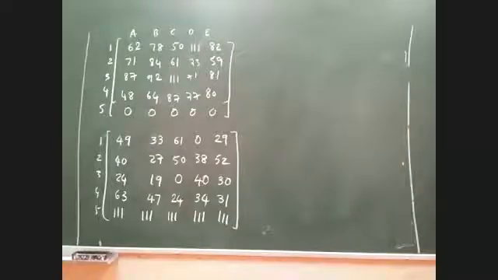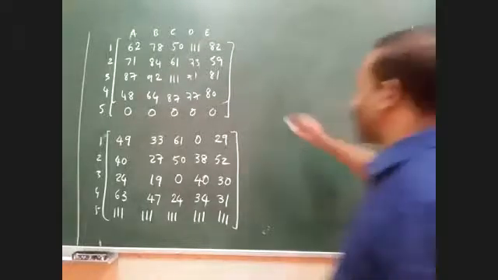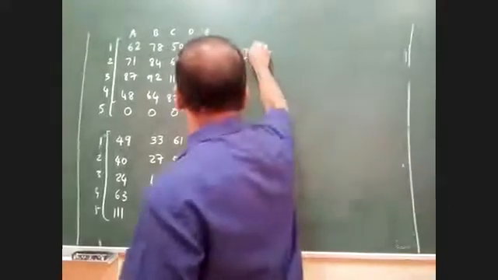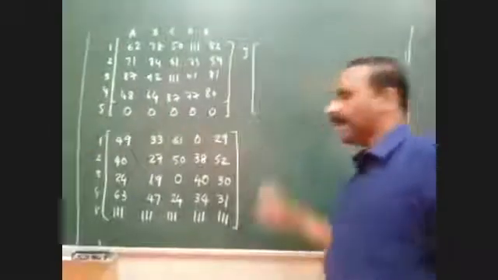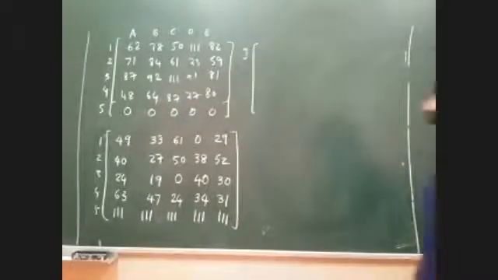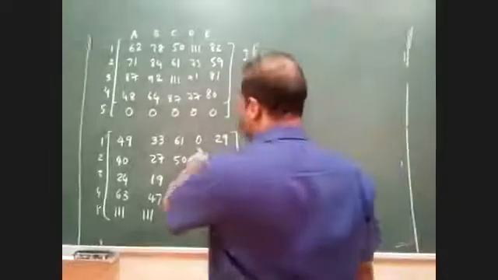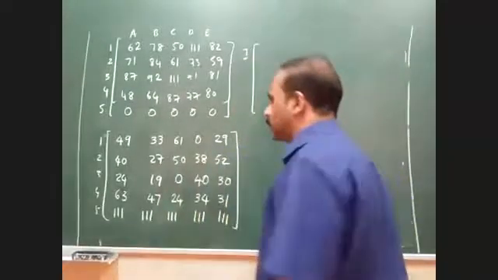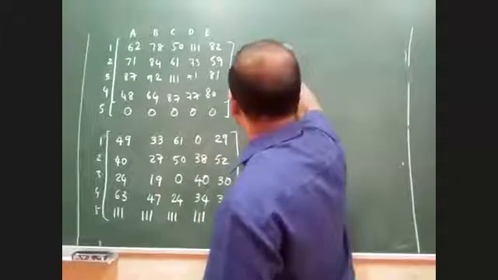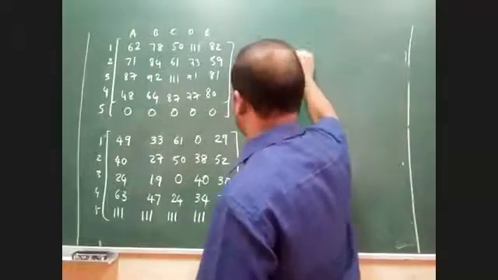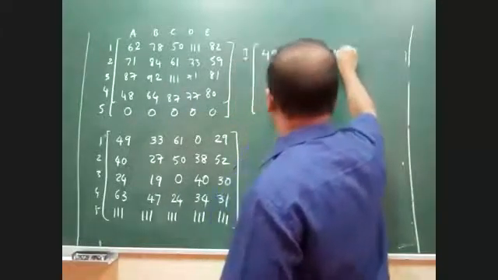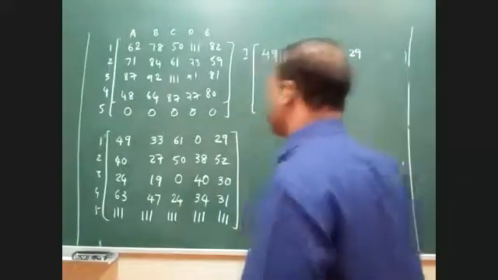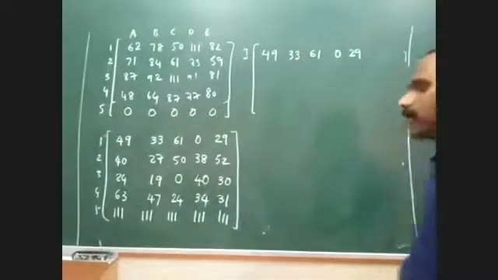As usual the first step is row subtraction. We're supposed to take the minimum value in each row and subtract it from the entire row. In the first row the minimum value happens to be 0, therefore there is no change. It becomes the same: 49, 33, 61, 0 and 29. Coming to the second row, which is the minimum value?